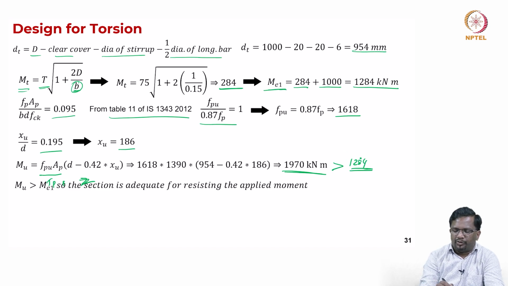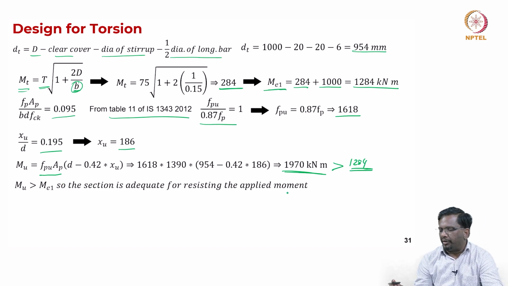So, Mu is greater than Me1. So, the section is adequate for resisting the applied moment. So, we have designed the flexure. What is it that we have done? We have converted the torsion into an equivalent bending moment, and we just designed it with that.